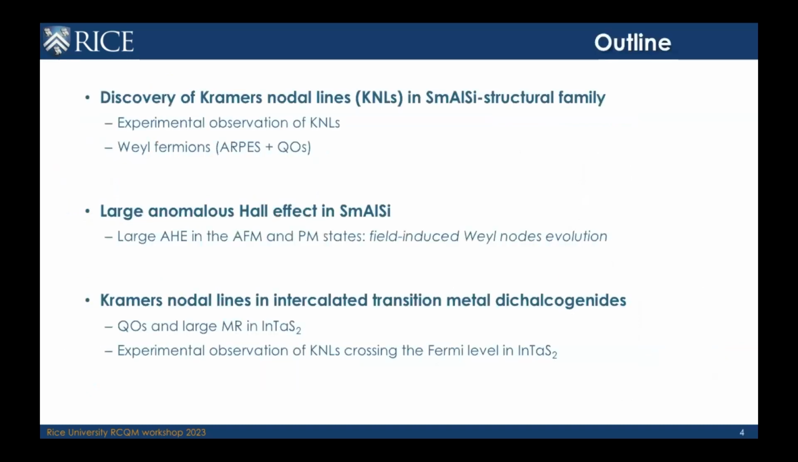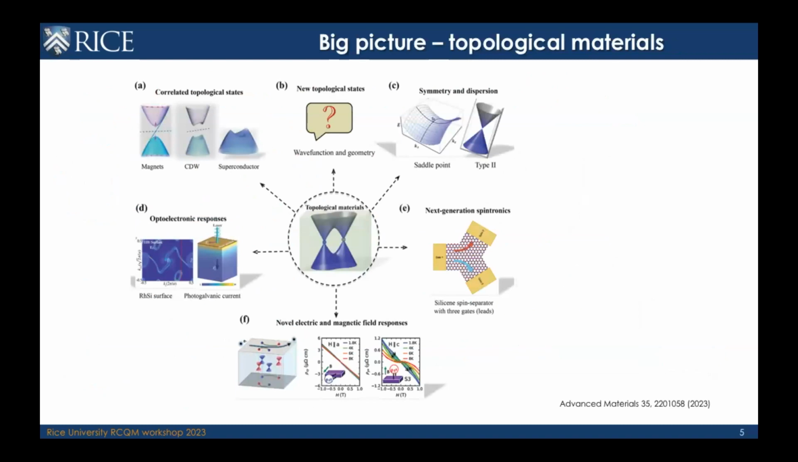All right, so let's see. This is the outline of what I'll be talking about. So let me start with Kramer nodal lines in samarium aluminum silicon. Perhaps it's worth taking a step back to see where they fit in the big picture of topological materials.